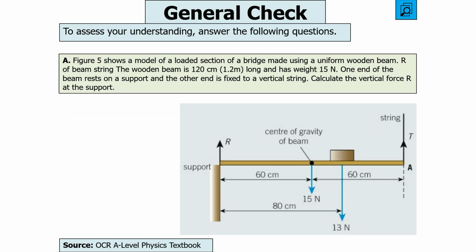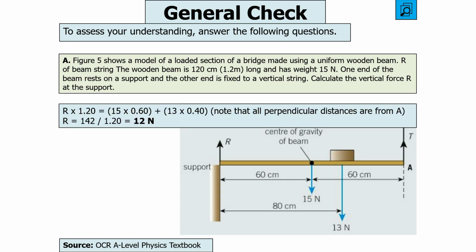Figure 5 shows a model of a loaded section of a bridge made using a uniform wooden beam. Now the wooden beam is 120 centimeters or 1.2 meters long and has a weight of 15 newtons. One end of the beam rests on a support and the other end is fixed to a vertical string. Calculate the vertical force R at the support.